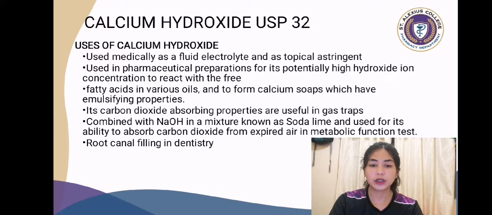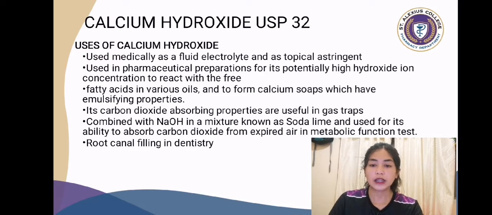It is used in pharmaceutical preparations for its potentially high hydroxide ion concentration to react with the free fatty acids in various oils and form calcium soaps, which have emulsifying properties. Its carbon dioxide absorbing properties are useful in gas traps. It is also combined with sodium hydroxide in a mixture as soda lime and used for its ability to absorb carbon dioxide from expired air in metabolic function tests.